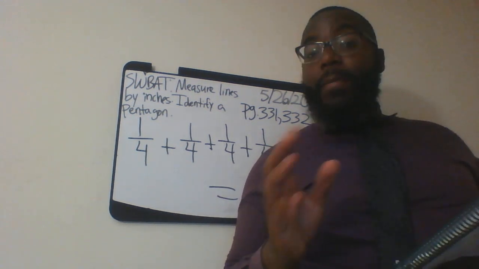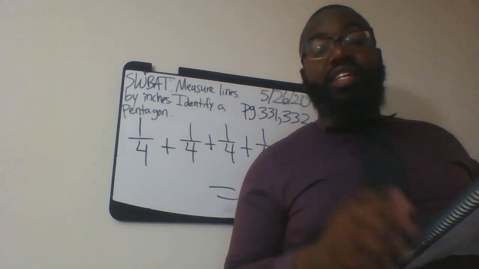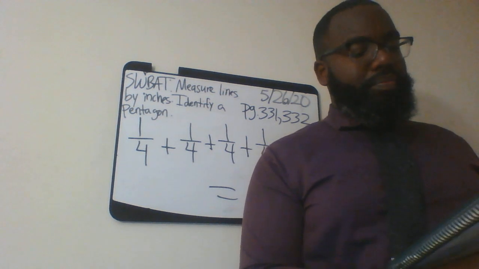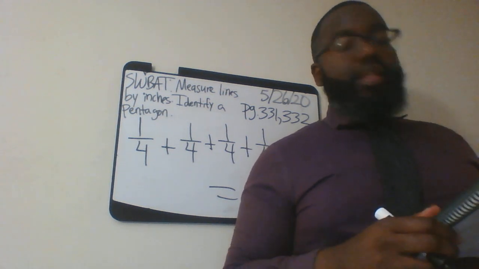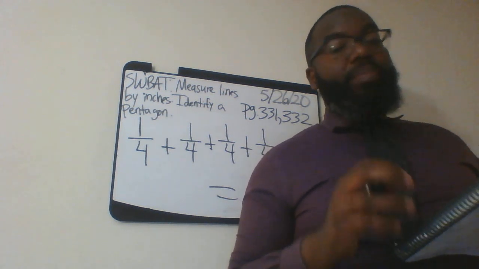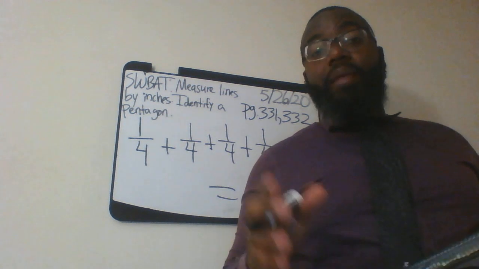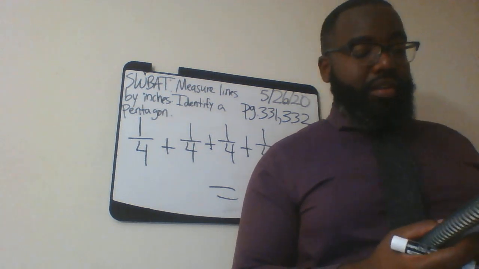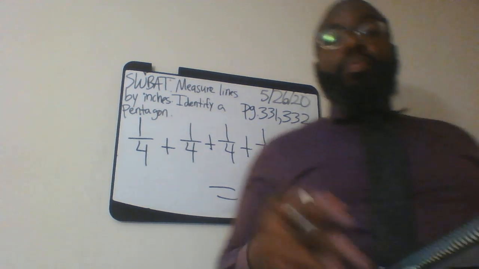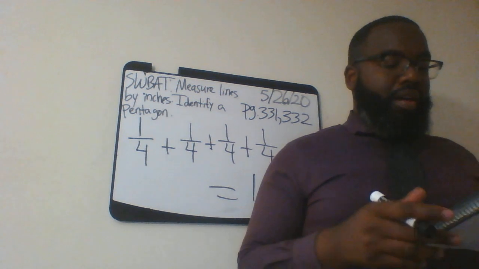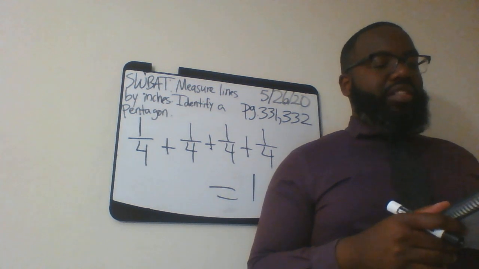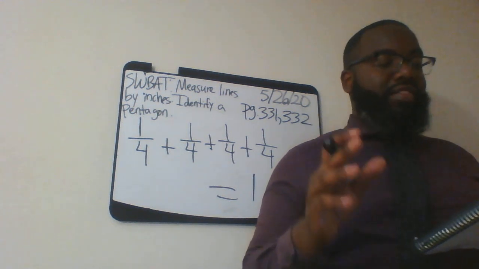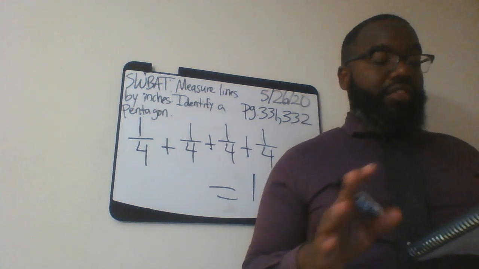Number 4 has a pentagon. A pentagon is a shape that has 5 sides. Now, letter A asks us how many pentagons. We're just going to count how many pentagons you have, and there are 5 pentagons. Then we're going to work on B together. B says how many sides in each pentagon. As I said before, a pentagon has 5 sides. So you're going to write 5 for letter B.